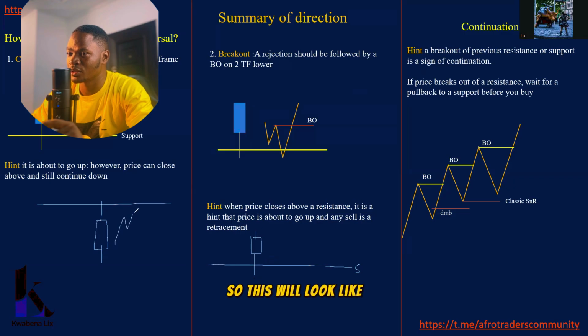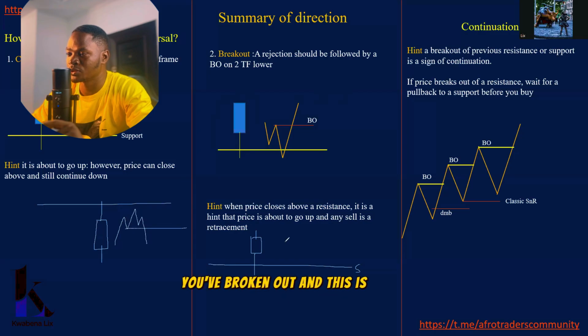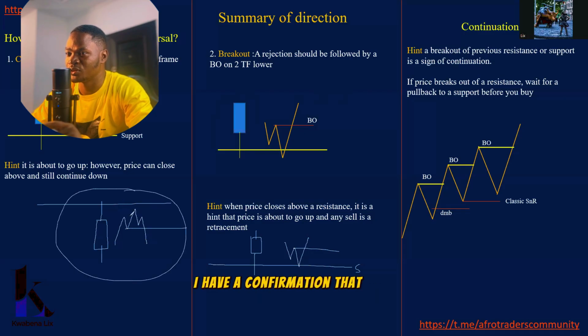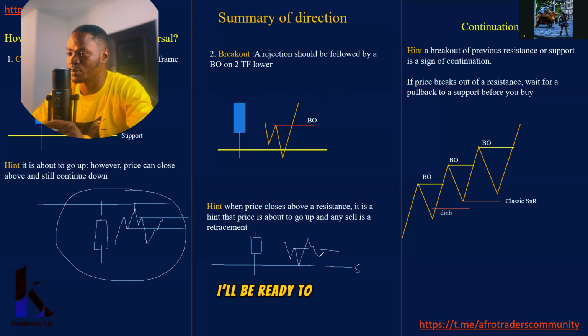So this will look like this, we've broken out. On 2 time frames lower, there's supposed to be a breakout. So once there's a breakout, I have a confirmation that this rejection is a valid rejection. So when it pulls back, I'll be ready to sell. When it pulls back, I'll be ready to buy.